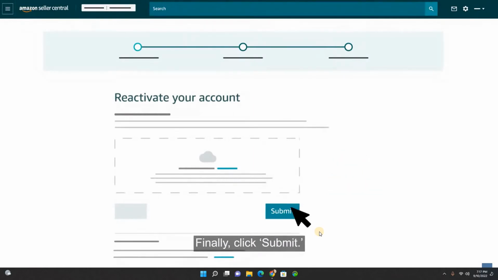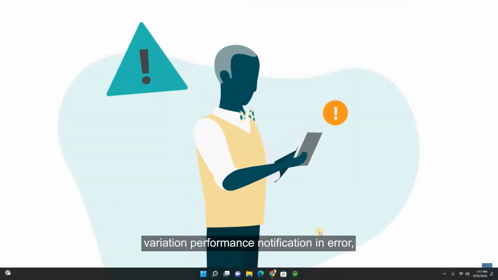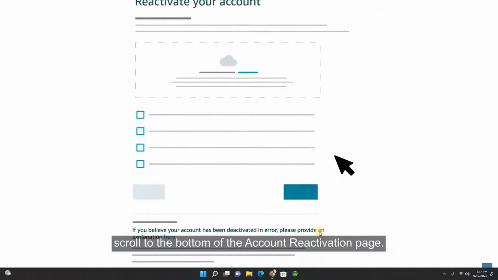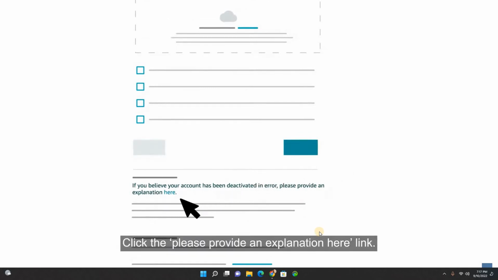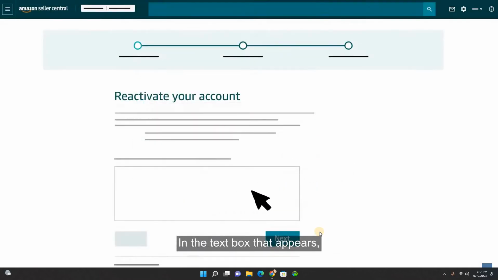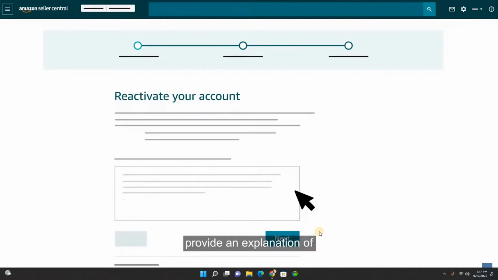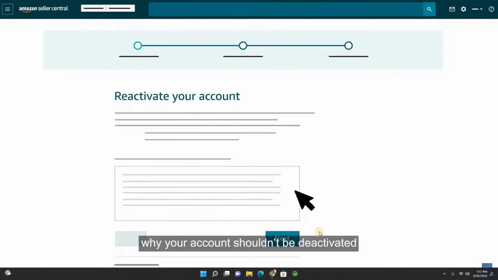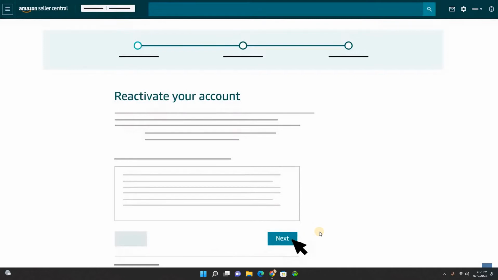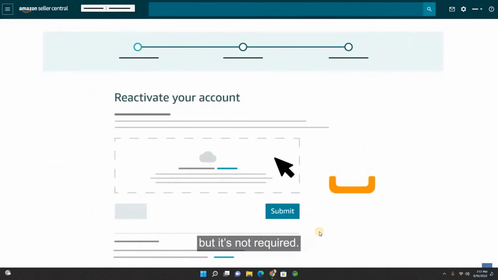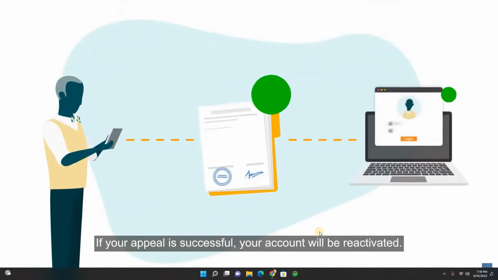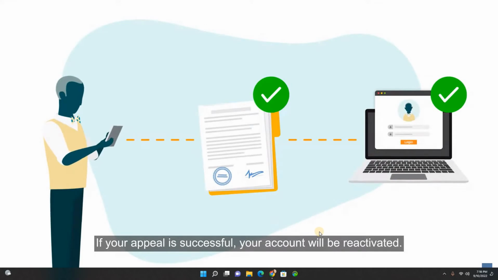Finally, click Submit. If you believe you received a variation performance notification in error, scroll to the bottom of the Account Reactivation page. Click the Please Provide an Explanation Here link. In the text box that appears, provide an explanation of why your account shouldn't be deactivated and click Next. You may upload supplemental information if you would like, but it's not required. Finally, click Submit. If your appeal is successful, your account will be reactivated.